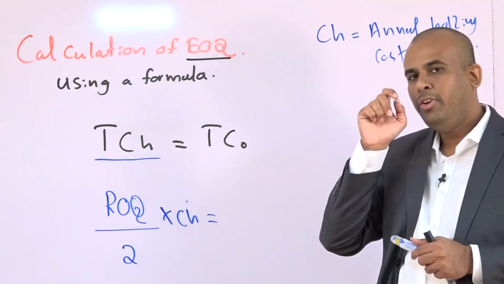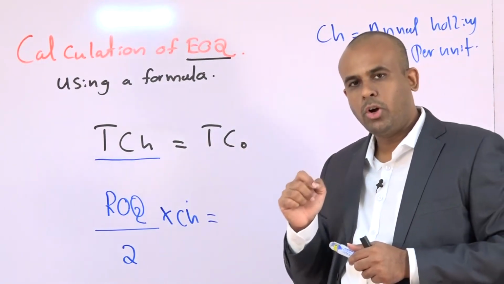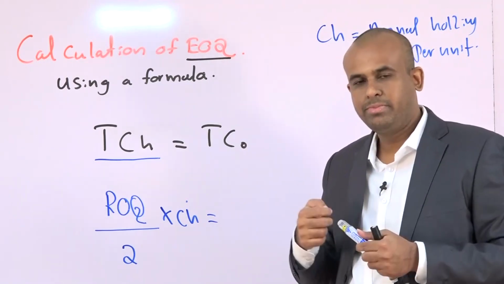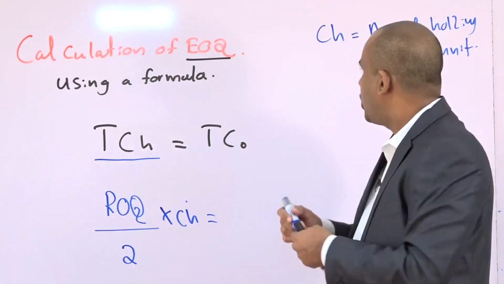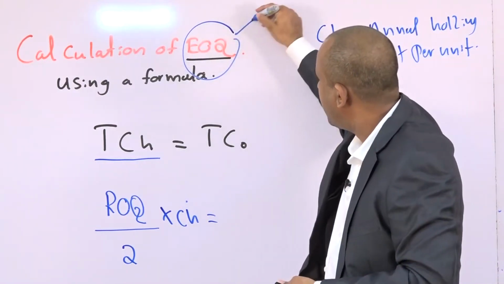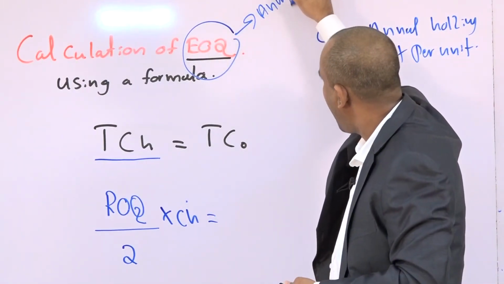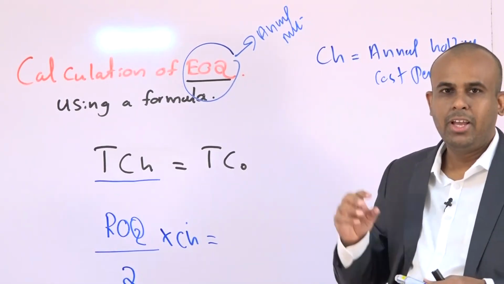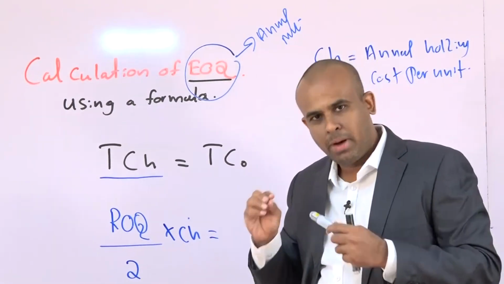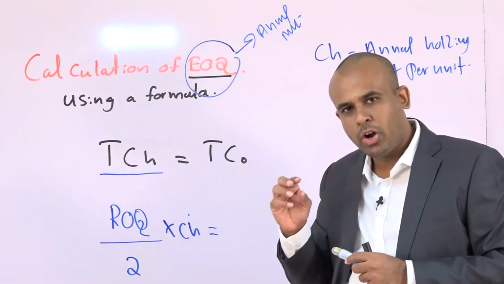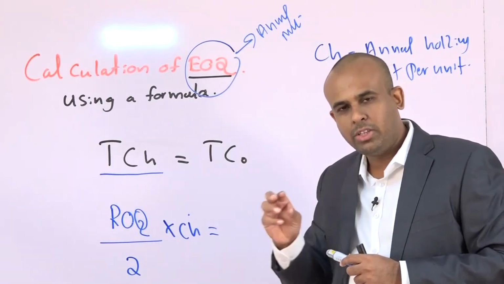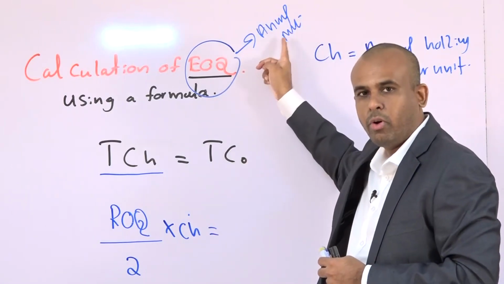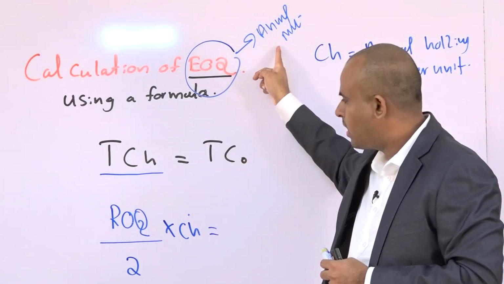Then if you have noticed, when I do the economic order quantity, several times I have used what? Annual. Keep in mind, economic order quantity is an annual model. You can't calculate the economic order quantity for a month. You can't calculate the economic order quantity for a quarter. You can't calculate the economic order quantity for a week. You calculate the economic order quantity for a year. So this is an annual model, right?